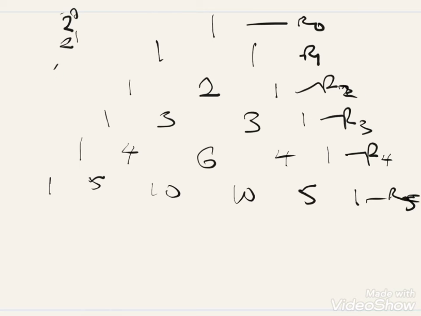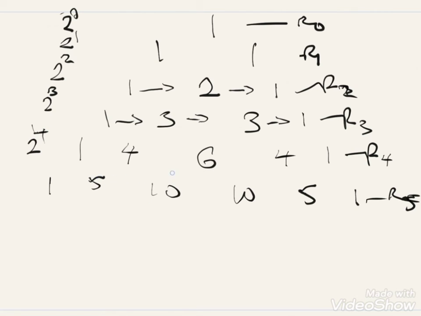From row 2, we can have 2 raised to the power 2, which is 4. When we sum every entry of row 2, 1 plus 2 is 3, plus 1 is 4. That is 2 times 2 is 4. From row 3, we can have 2 raised to the power 3, meaning that when we sum all the numbers of row 3, we shall have 8. 2 times 2 times 2 is 8. From row 4, we have 2 raised to the power 4.